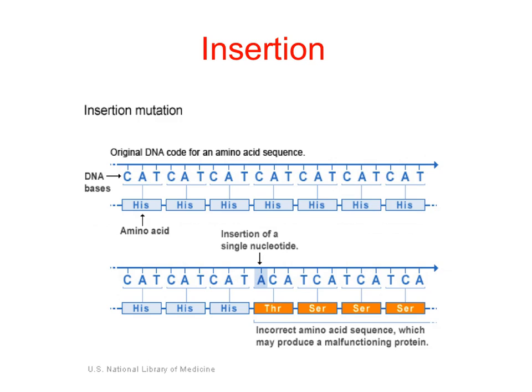You can have an insertion mutation. So again, here's the gene, but this time what has happened is that between the T and the C up here, we've had an A inserted, and that results in a different amino acid order than you would have had up here, and that may produce a malfunctioning protein as well.